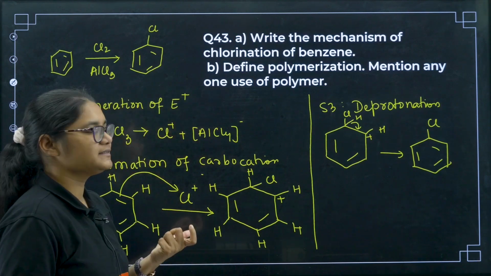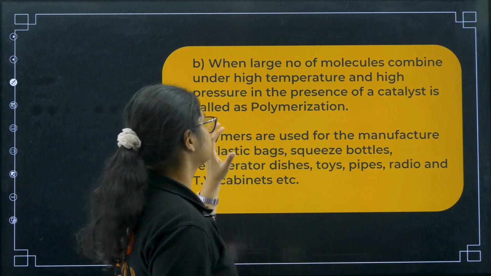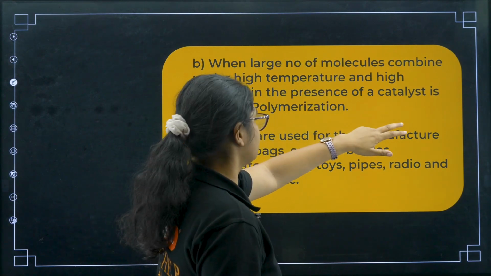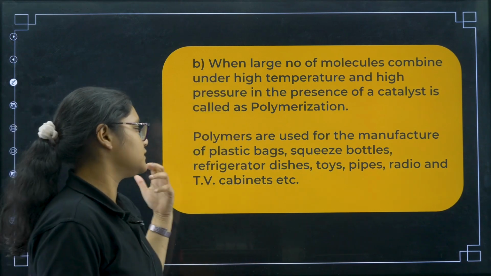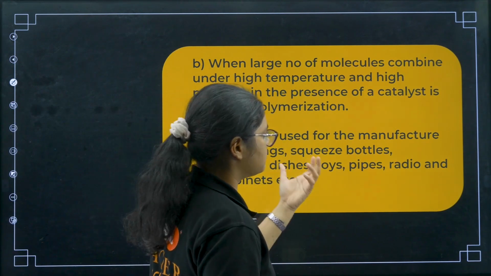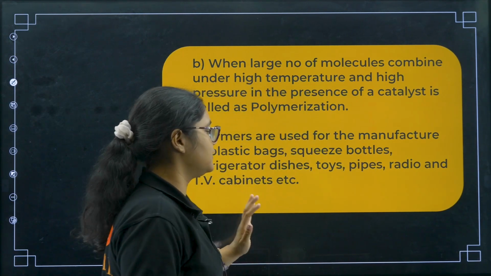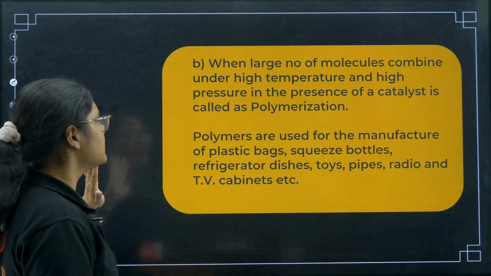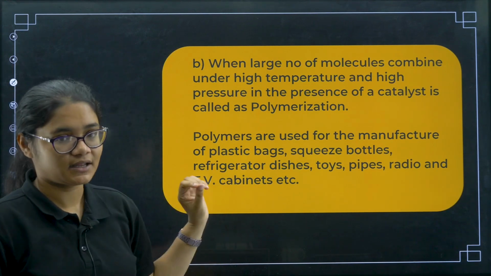Okay, that is the mechanism. Now what is polymerization, and mention one of its use. When a large number of molecules combine under high temperature and high pressure in the presence of a catalyst, it is called polymerization. What is its use? It is used in many places, like in the manufacture of plastic bags, bottles, refrigerators, dishes, toys, pipes, everything that is made up of polymers. So with this, the 5 marker questions are completed.